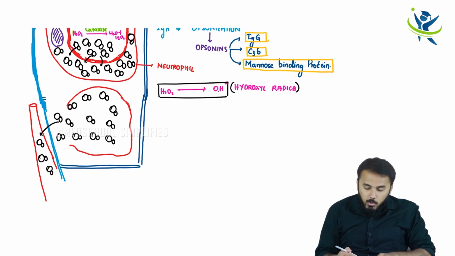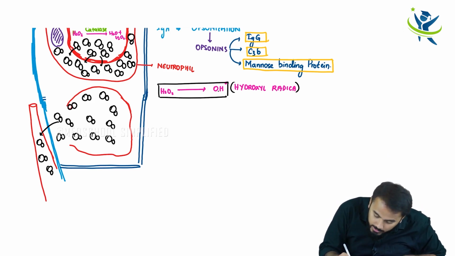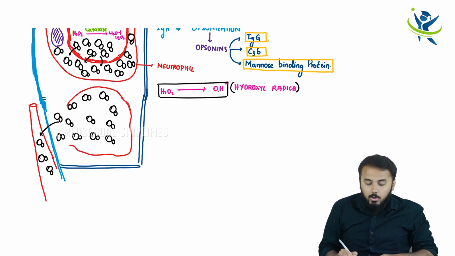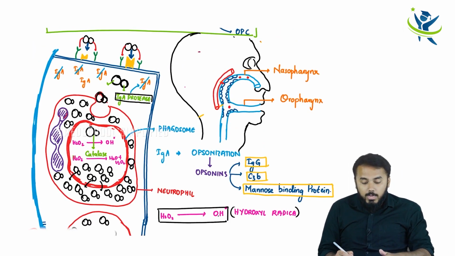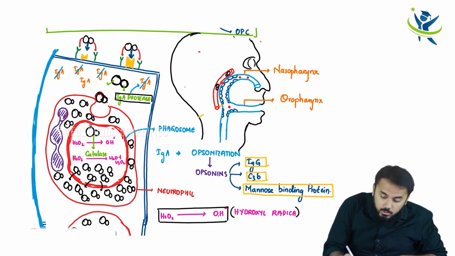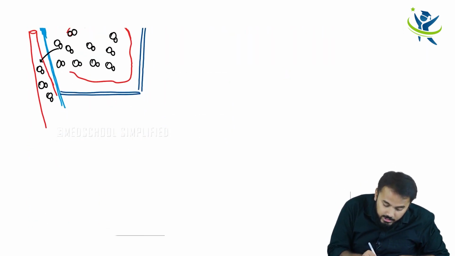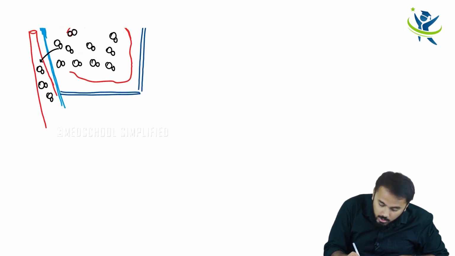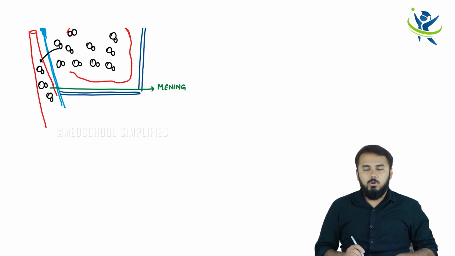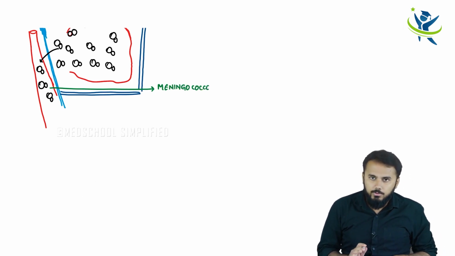Okay, look at this smaller picture. Now the diplococci are in your bloodstream like this. Now having the diplococci in the bloodstream leads to a condition, or this condition where the diplococci are seen in the bloodstream is called meningococcemia. Meningococcemia. Clear all of you?